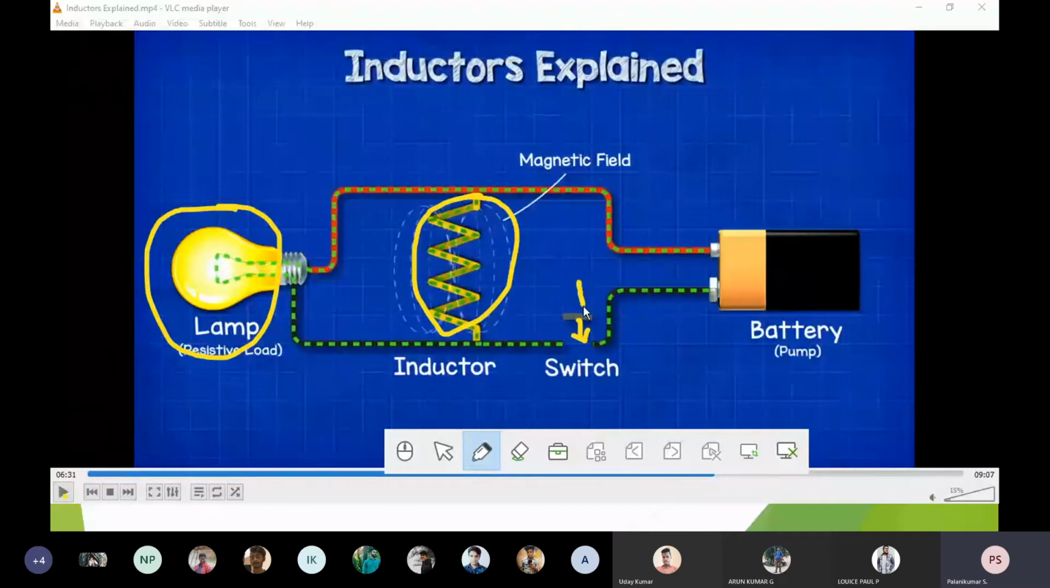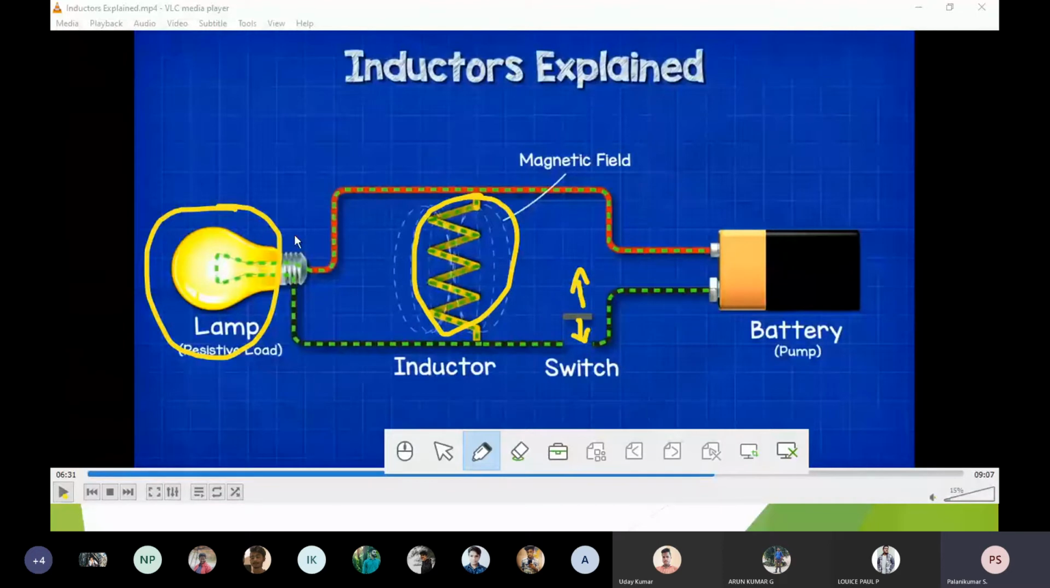Suddenly, if I open the switch, what will happen? This energy will create a back EMF that will be supplied to the lamp. So the lamp will continue glowing. This energy is transferred to the lamp, where it is dissipated as heat and light energy. The current will keep on reducing. At some point of time, there won't be any dI/dt, and the energy will be completely dissipated. So this is how an inductor really works.